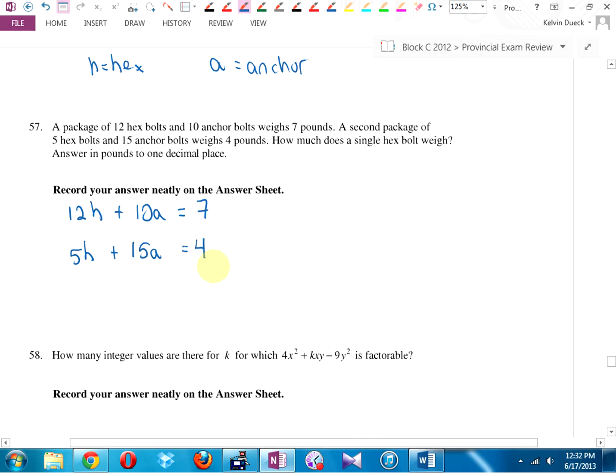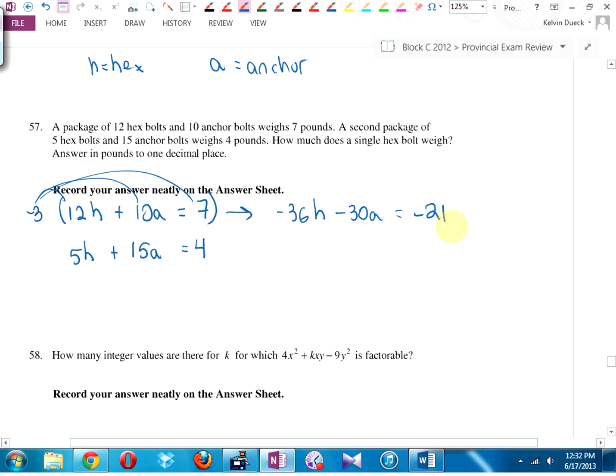No, I wouldn't use substitution here. Trying to get an H or an A by itself is going to be yucky, so I'm going to use elimination. Let's get rid of the A's, because that's going to give us the H's quicker. How could I get rid of the A's? 30. I'll turn one into a positive 30, one into a negative 30. So how about, Darian, I multiply the first equation by what? Negative 3. And I'll even do the little loops so I don't screw up. Negative 36H. Take away 30A equals negative 21.